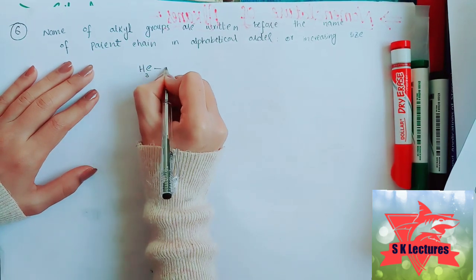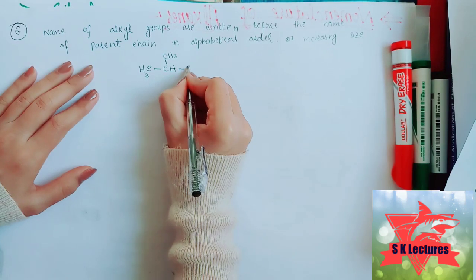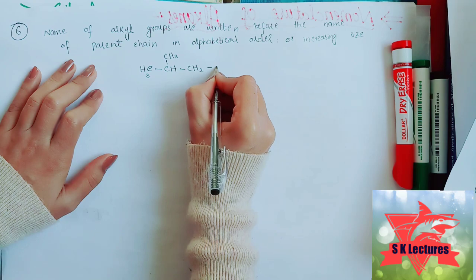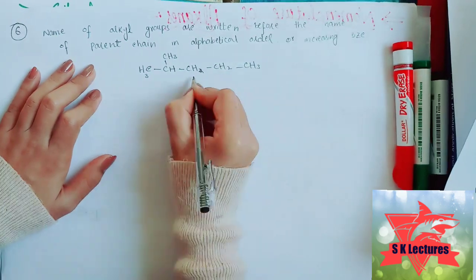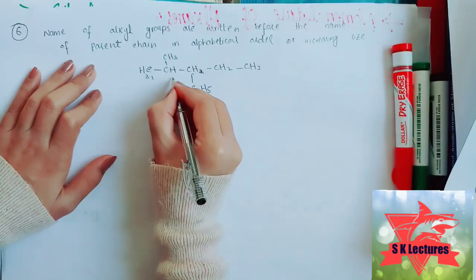We have a molecule with a 5 carbon atom chain, or pentane, in which two substituents are present. One is methyl and another one is ethyl on the third position, or third carbon atom. So what is the rule?